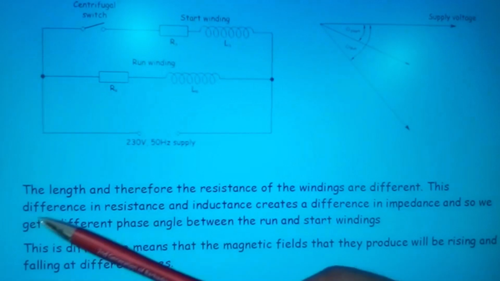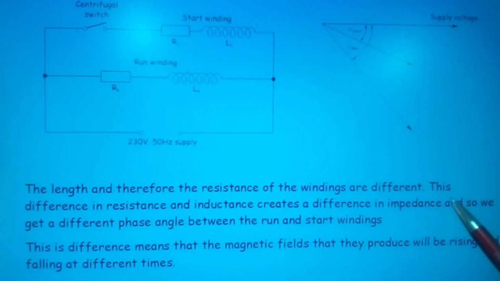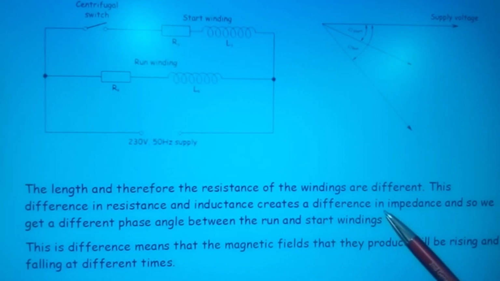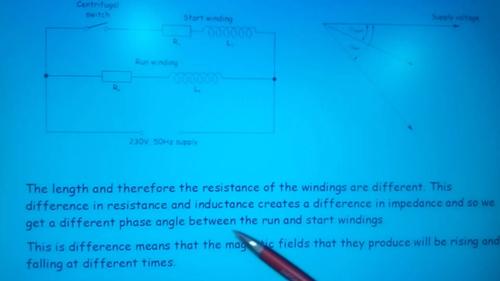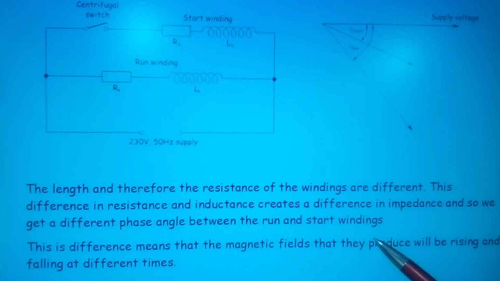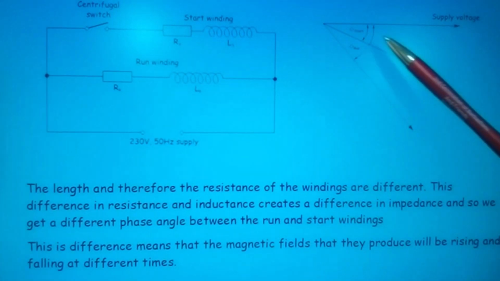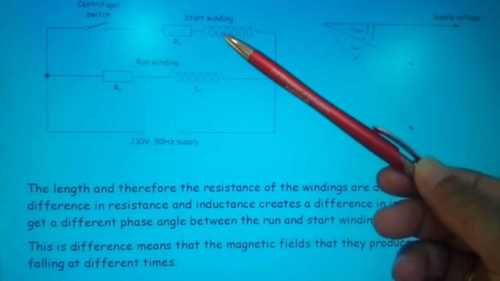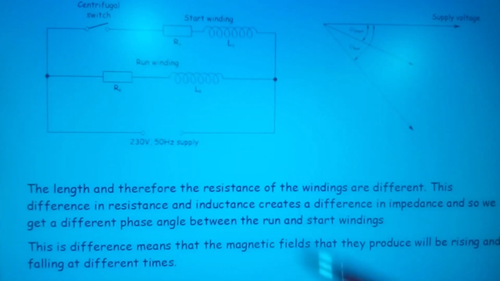Now, the length and therefore the resistance of the windings are different. This difference in resistance and inductance creates a difference in impedance, and so we get a different phase angle between the run and start windings. Simply by putting in a resistor, we have caused a phase angle to occur. And by changing the size of our windings, we created a different angle also, even more so.